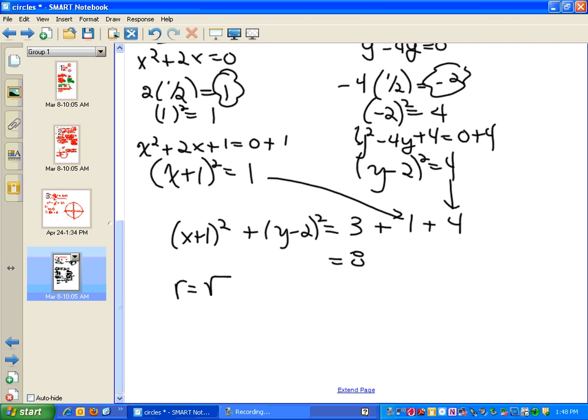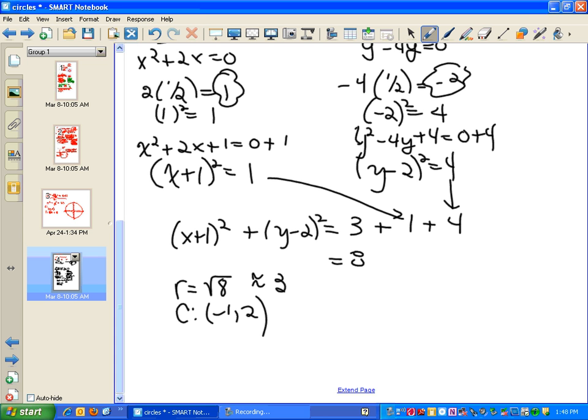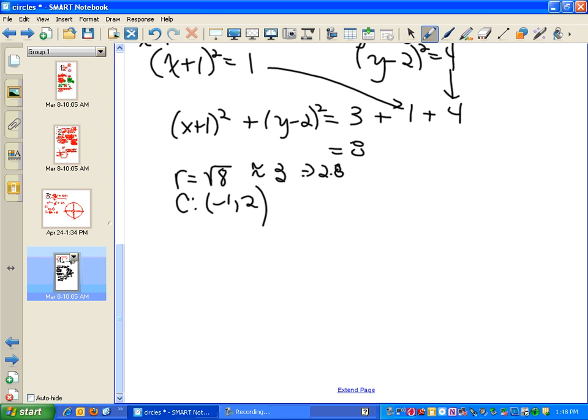Hold on. Yes. Okay, so did you get the radius to be root 8, which is about 3? Okay, and then, so, yeah. And so center is at negative 1, 2, correct?